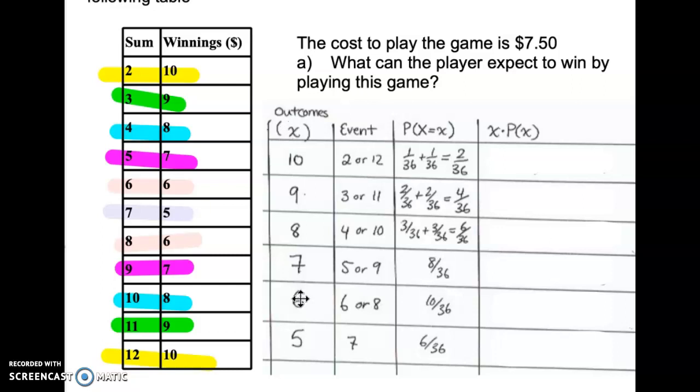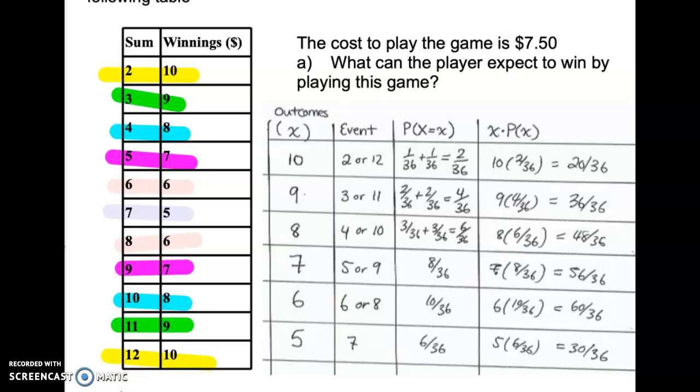Okay, so now we have our x column, our outcomes, and we have the probability of each outcome. This next column I've created, it's not actually part of the probability distribution, but I've created it because it's helpful for calculating expected value. Because for expected value, we want to find all the x times p of x's, and then we want to add them up. So for each line, I'm going to take the x, so in this case 10, and multiply it by the probability, so 2 out of 36. And that gets me 20 out of 36. So I'm going to do this for every single row. Okay, so there it is done for all the rows.